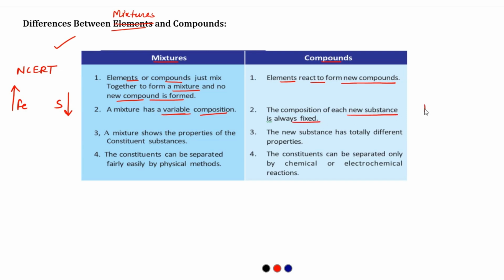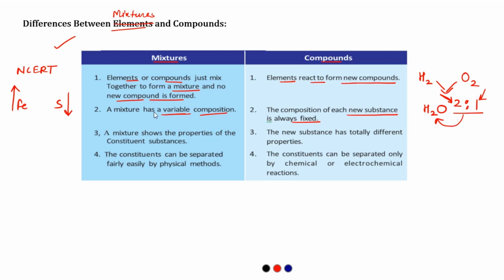As I told you, if you want to prepare water, we are going to take hydrogen and oxygen. And when these both react with each other, how do they react? They will react in a fixed proportion, that is 2:1. Hydrogen should be 2 and oxygen should be 1. If they react in this fixed proportion, then only we are going to get water. Remember this. So whenever you are preparing a new substance, there should be a fixed proportion of elements.